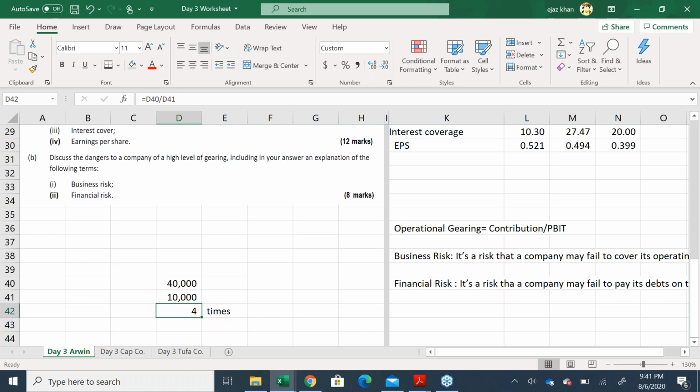Taha is asking whether it was necessary to prepare the financial statements. Without these financial statements, how could we have calculated the financial gearing, the operational gearing, the earnings per share? All these figures have been taken from those prepared financial statements, so it was mandatory.